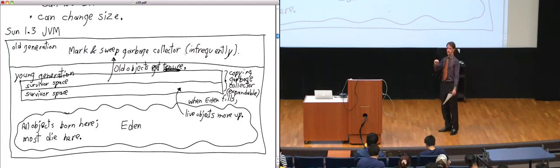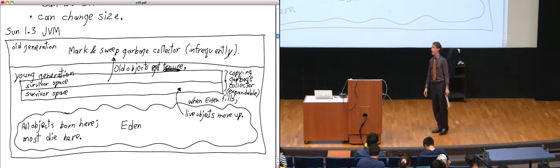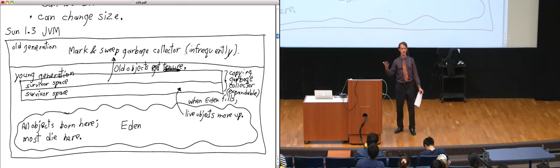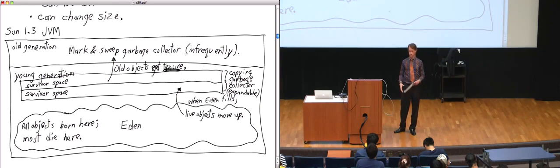In the old generation, you don't have to garbage collect very often because things don't change very often. But then you use mark and sweep because it's more compact. It takes less space.